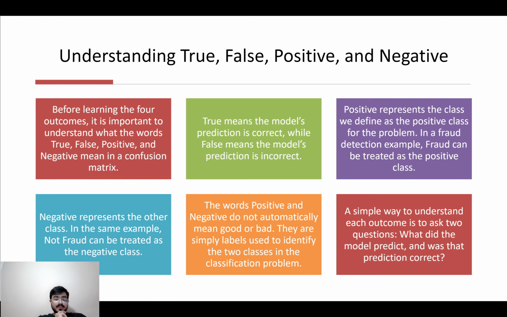A very easy way to understand every prediction is to ask yourself two simple questions. First, what did the model predict? Second, was the prediction correct? The answers to these questions allow us to identify whether a prediction is a true positive, true negative, false positive, or false negative. Now that we understand these basic terms, we are ready to learn each of the four outcomes one by one, starting with true positive and true negative.